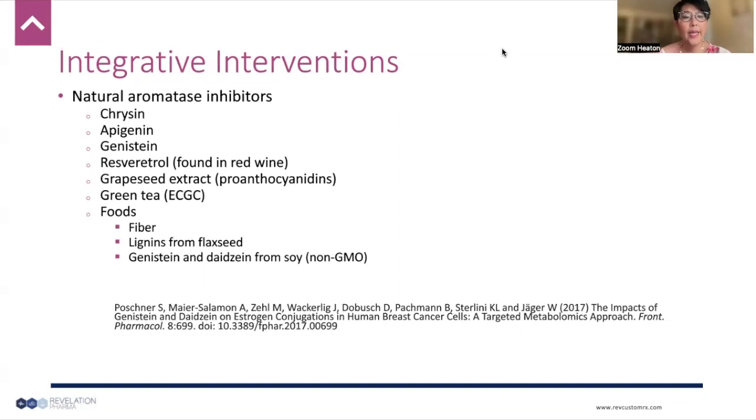We also have green tea, or EGCG, which is the active component in green tea that is a major anti-inflammatory and natural aromatase inhibitor. And then you have foods like fiber, lignans from flax seeds, genistein and daidzein from soy. Now, these are isoflavones that are found in soybeans that modulate the oxidative stress and are potent inhibitors of estrone and estradiol sulfation. So it's important in the metabolism and detoxification of estrogens. And so the genistein and daidzein from the soy, it needs to be non-GMO.